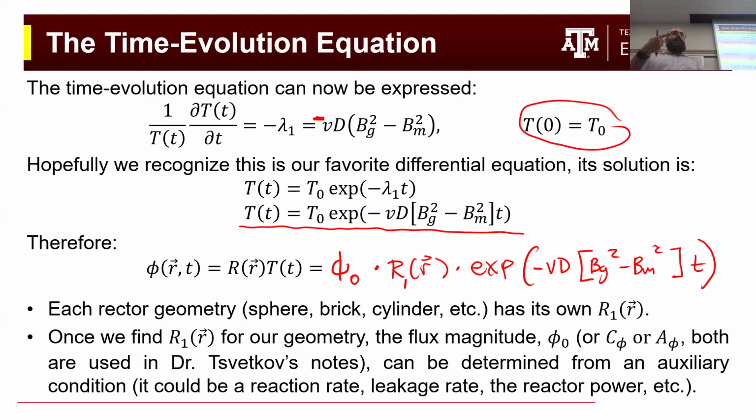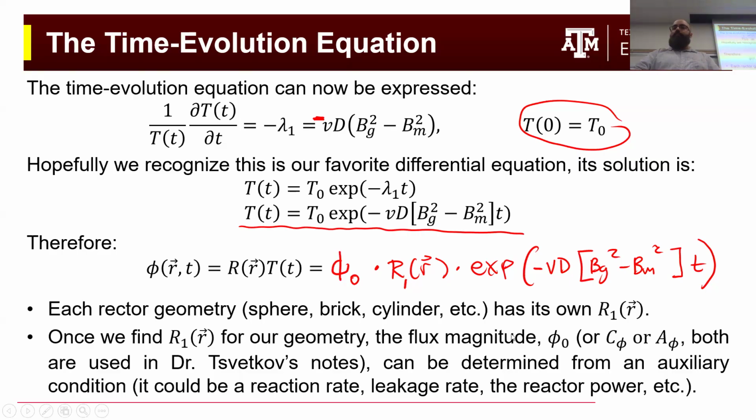But then once we know what that shape function is, we can find what this flux magnitude is based on some other equation or some other quantity. Like if we know the reactor power or a fission rate or a leakage rate, then we can relate that quantity to this flux magnitude.